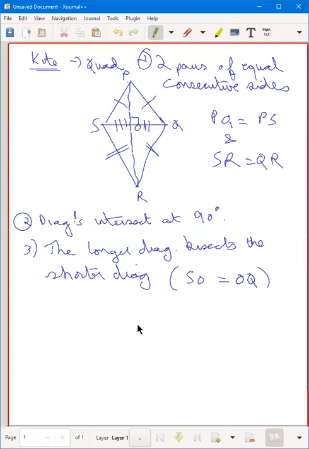Okay. Again, we have two pairs of equal consecutive sides. PQ is equal to PS and SR is equal to QR. Diagonals intersect at 90 degrees. And the longer diagonal bisects the shorter diagonal. Remember, the longer diagonal is not bisected. Don't assume that. So that is a kite.